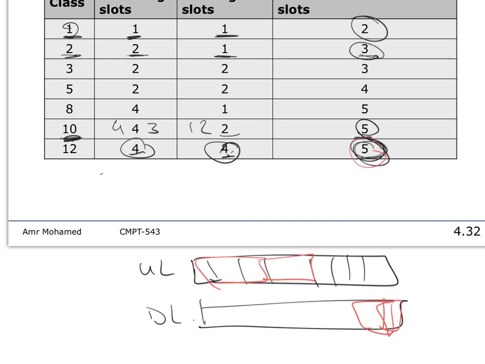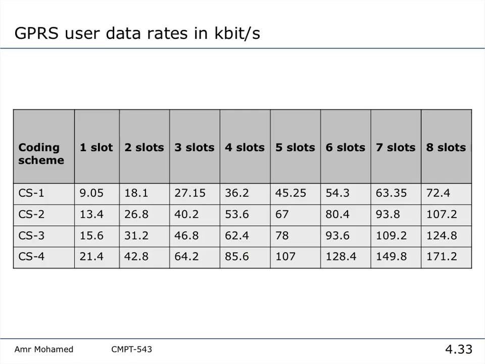So the mobile station can negotiate with the base station to allocate these time slots in uplink and downlink based on certain services and quality of service and so on. Either 4 and 1, 3 and 2, 2 and 3, whatever. But the maximum has to be 5. So these are classes based on the hardware limitation, not based on dropping probability or transmission delay.